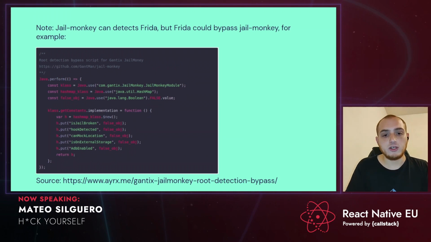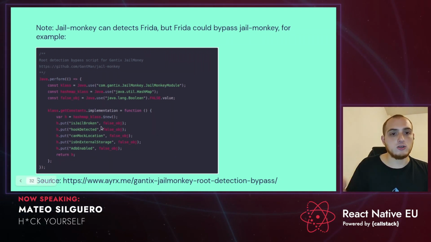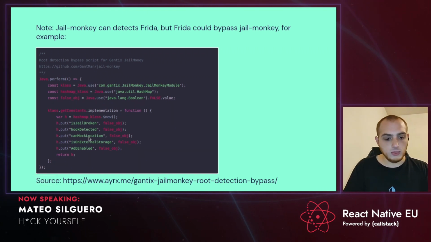JailMonkey can detect Frida, but Frida could bypass JailMonkey. For example, using this script, we could hook the JailMonkey module and return false for every validation on the library. For example, if it's broken, false; if it's could-be-detected, false; and so on. This is the guide from which I took this script.